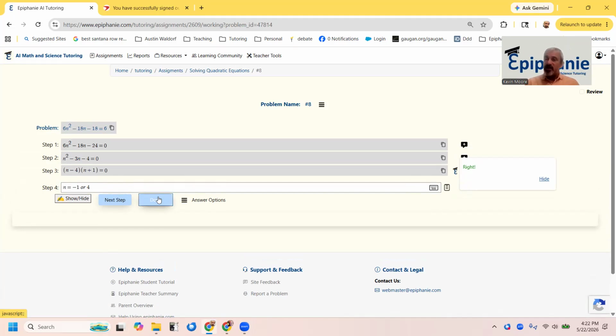Epiphany allows you to catch your mistakes as you're going through the problems and also captures a history of the types of mistakes that you and your classmates are making so that you can look back and see what you need help with as you get ready for final exams or as you look back on a unit. And furthermore, it helps teachers understand how the whole class is doing.